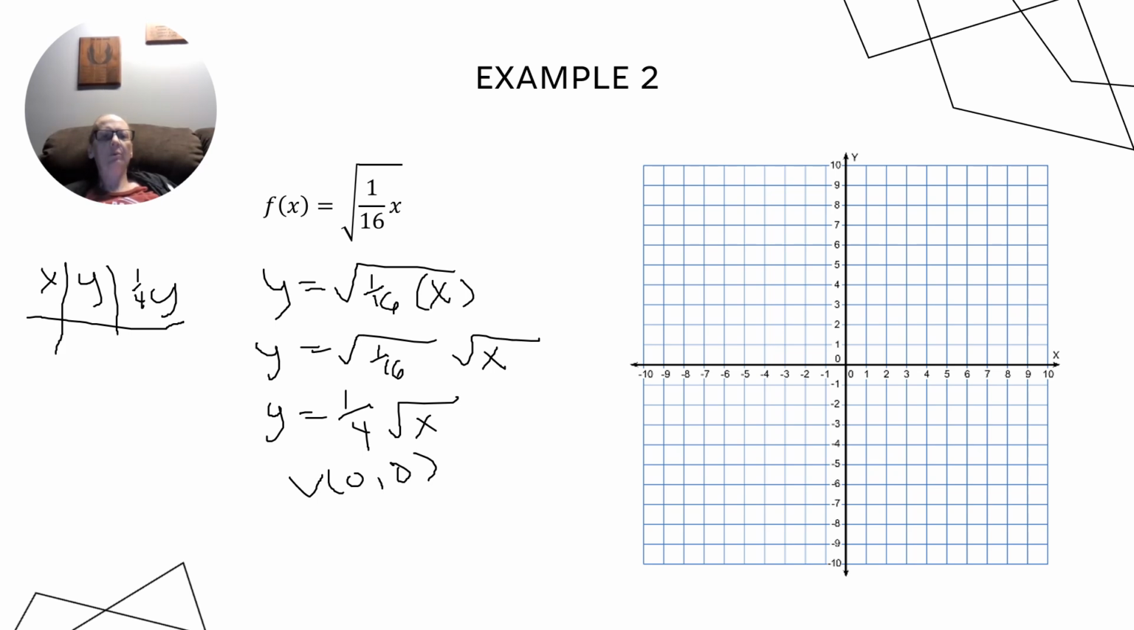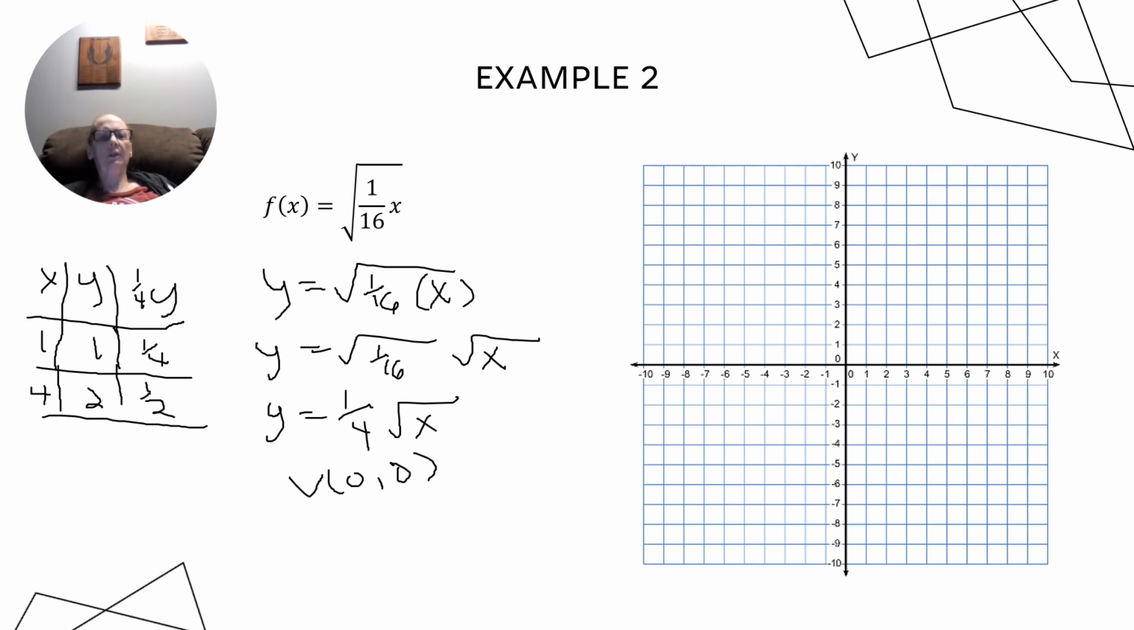So when x is 1, again, the square root of 1 is 1. 1 times 1/4 is 1/4. The next one will be 4 again. Square root of 4 is 2. And 1/4 times 2 is 1/2.